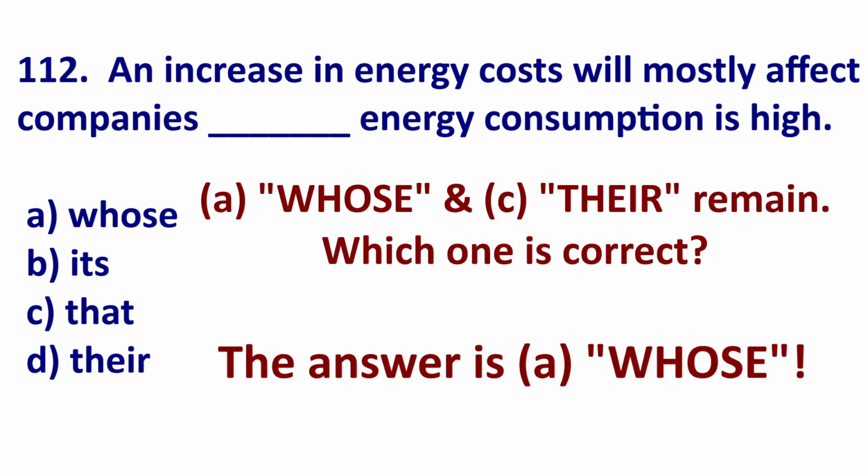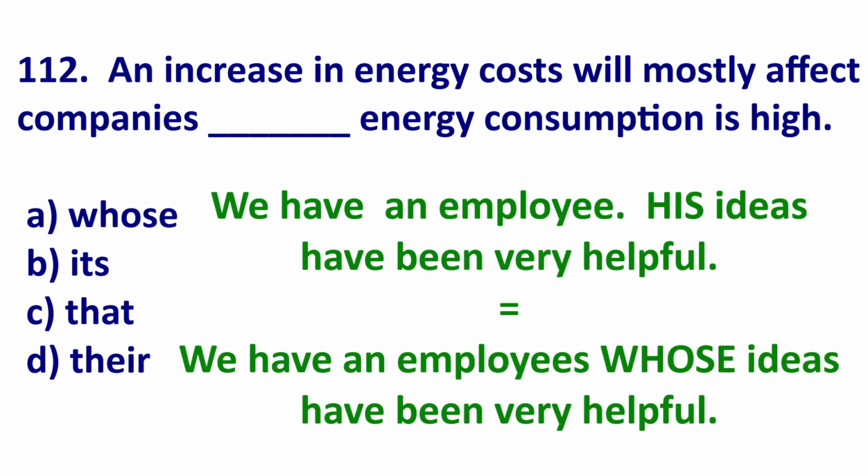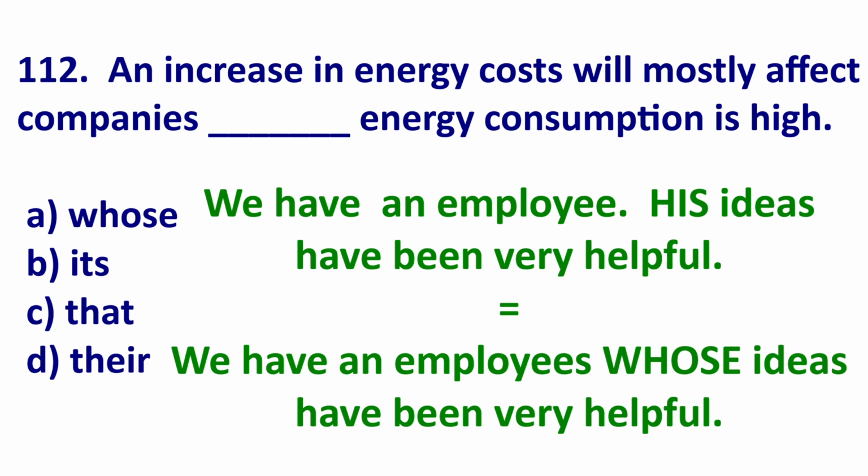Well, the best answer is A. Whose? Whose starts an adjective clause. It equals his, her, its, their. This is called a possessive adjective. An example, we have an employee. His ideas have been very helpful. So instead of putting the period, I can describe the employee with whose. We have an employee whose ideas have been very helpful.